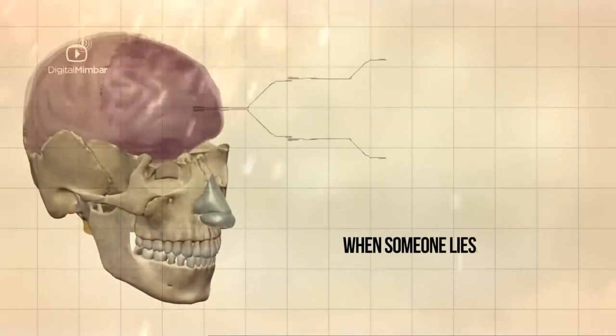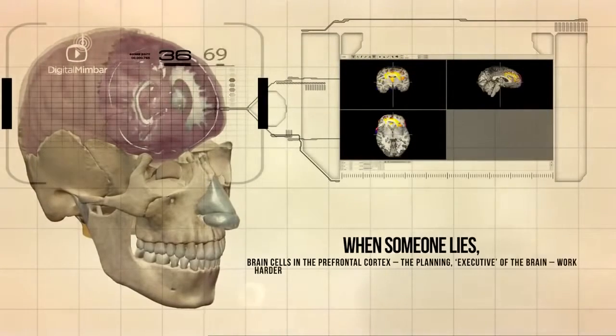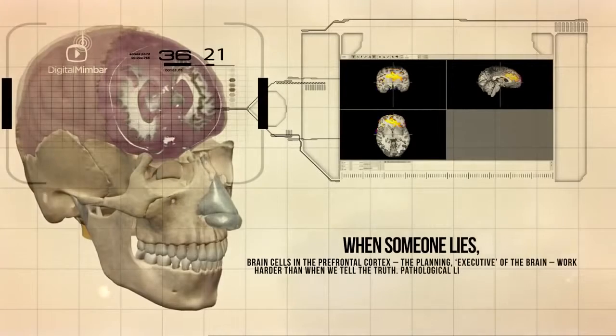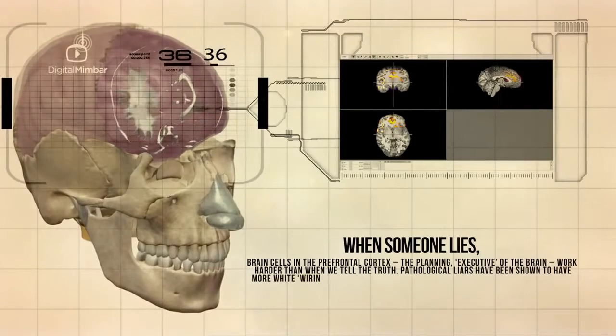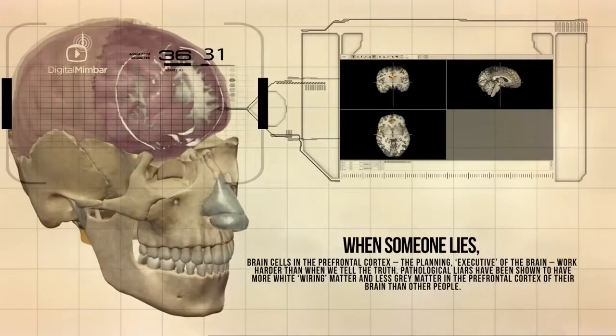When someone lies, brain cells in the prefrontal cortex, the planning executive of the brain, work harder than when we tell the truth. Pathological liars have been shown to have more white matter and less grey matter in the prefrontal cortex of the brain than other people.